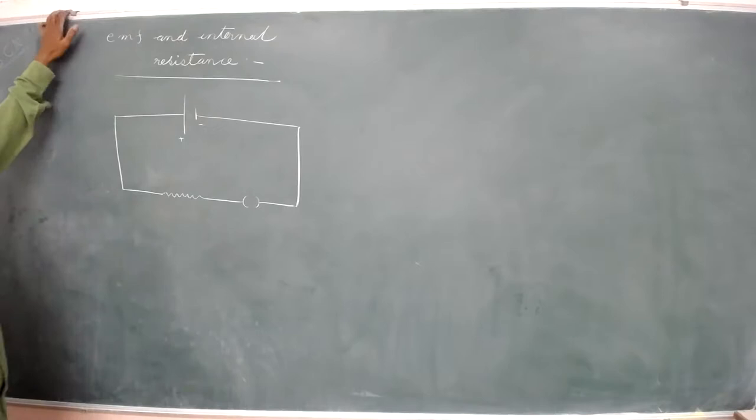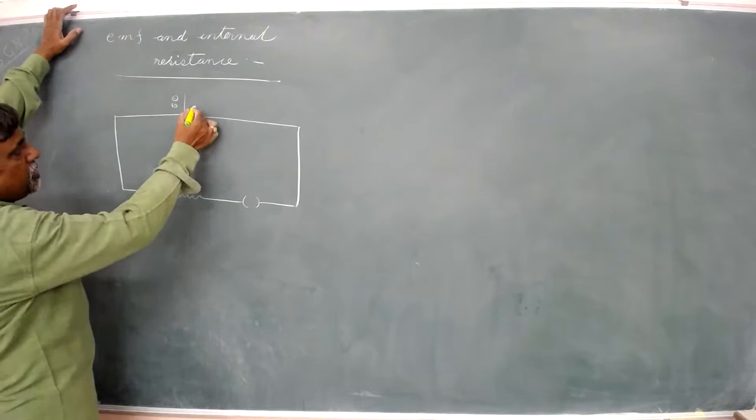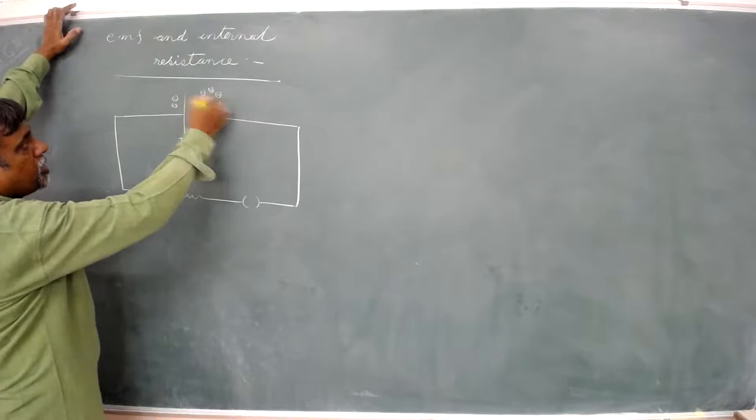What is the meaning of positive terminal? What is the meaning of negative terminal? Positive terminal means that is the terminal where protons are present. Now, there is a terminal where less number of electrons are present. Negative terminal means more number of electrons are present. So negative terminal means more number of electrons.